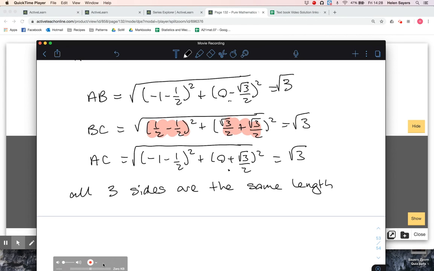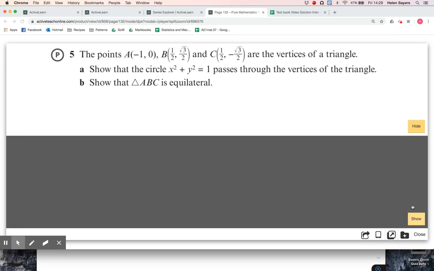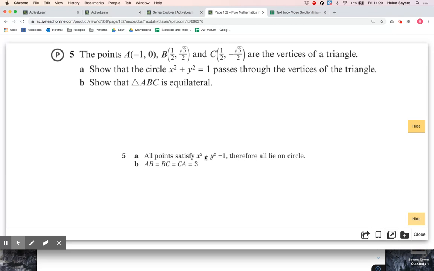It's also the same length. So ABC is an equilateral triangle. You can write it a little bit neater than that. Okay, so we've definitely proved it. Let's just double check that they didn't have a different method of doing it. No. Oh, hang on. They've said it's 3, not root 3.